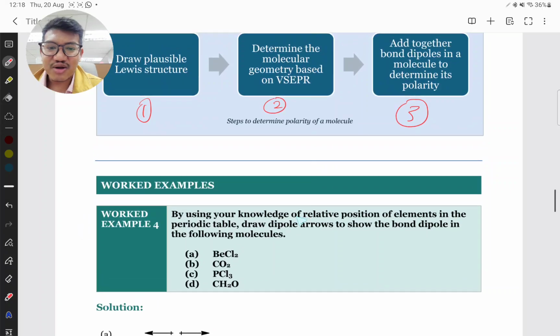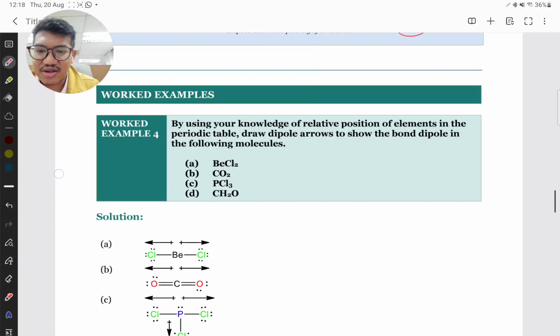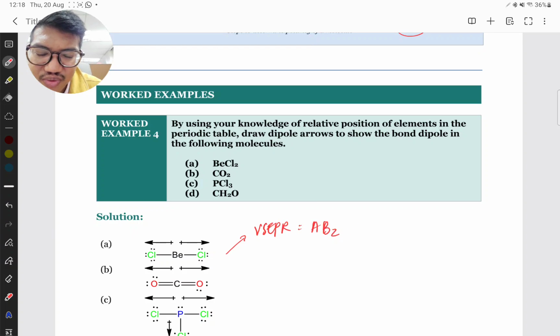So by using your knowledge of relative position of elements in the periodic table, draw dipole arrows to show the bond dipole in the following molecule. So kalau kita tengok BeCl2, okay, kalau kita lukis Lewis structure dia, kita akan dapat like this. This is the structure of BeCl2. And kalau kita buat dia punya VSEPR theory, okay, VSEPR, this is AB2, and because of that, Be, the structure is like this, 180 degrees, and because of that, dia punya arrow would be like that.